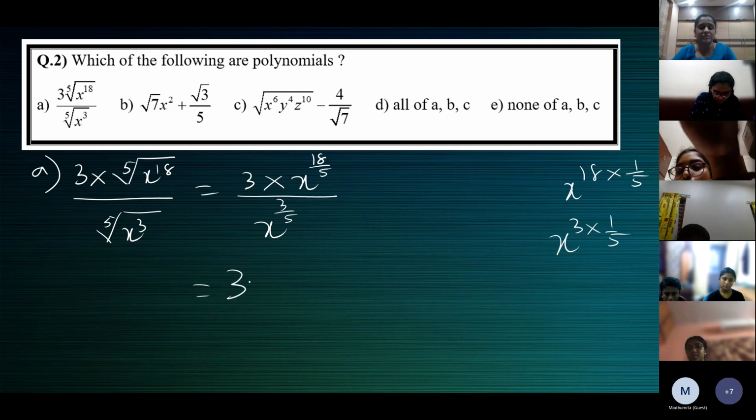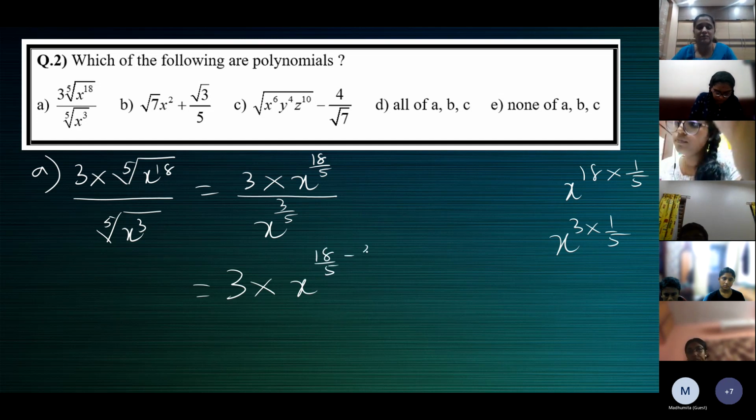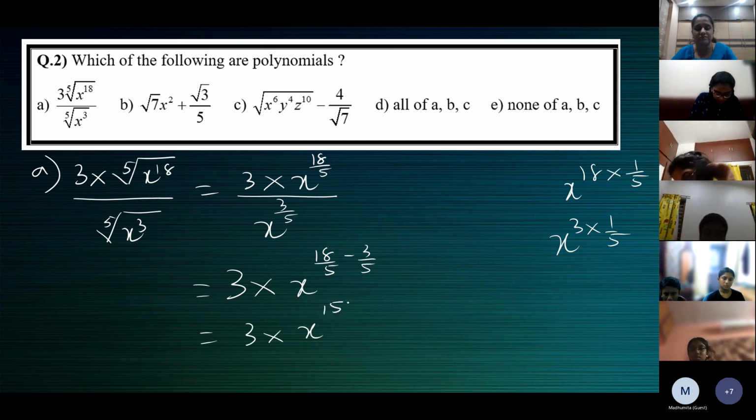Now the bases are the same and it's division, so we subtract the powers. 18 by 5 minus 3 by 5. So it is 3 into x to the power 18 minus 3, which is 15, 15 by 5. 15 by 5 is 3, which is 3x cubed. So the first one is a polynomial.